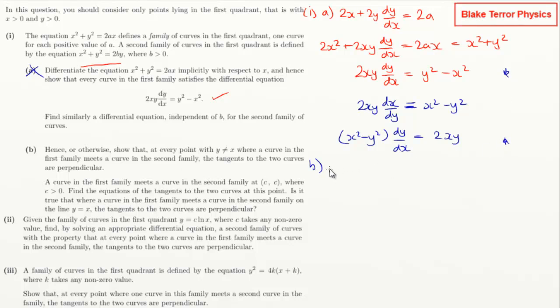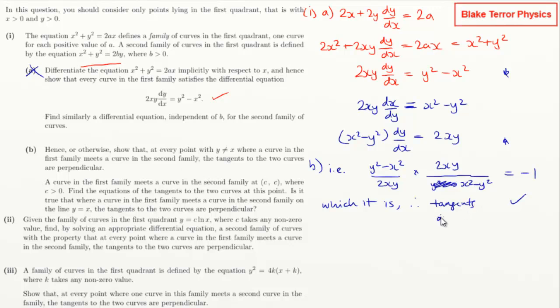So we need to show, i.e., that (y squared minus x squared) over 2xy, multiplied by 2xy over (x squared minus y squared), let's not get that the wrong way around, is equal to minus 1. And it is. So that is fine. Therefore, the tangents are perpendicular. Right, so that's done.